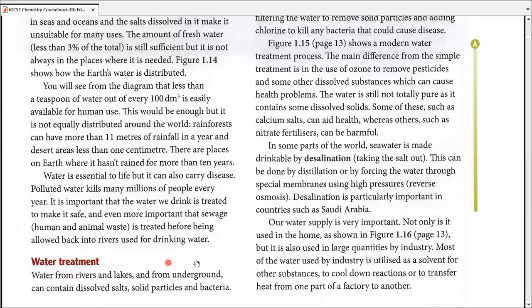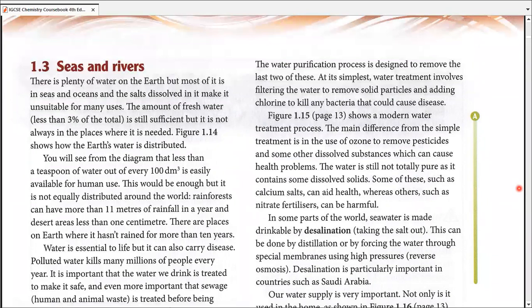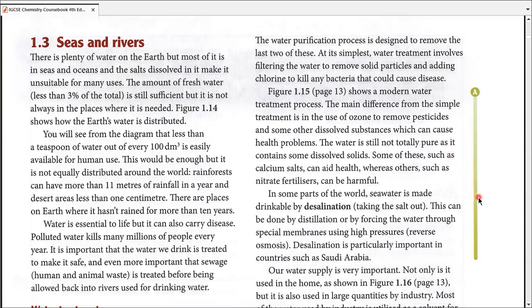Yes, water from rivers, lakes, and from underground contain dissolved salts, solid particles, and bacteria, which are not good for health. So we need to treat that water, purify that water, and convert that water into drinkable water. All right. So at its simplest, water treatment involves filtering of water. If we filter water, we will remove all solid particles. We may add chlorine to kill any bacteria that can cause disease, but it is also an overrated part of the process. We explain it at the level of books, but we have much better ways now to kill bacteria.